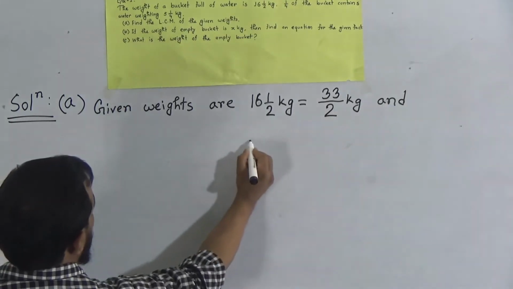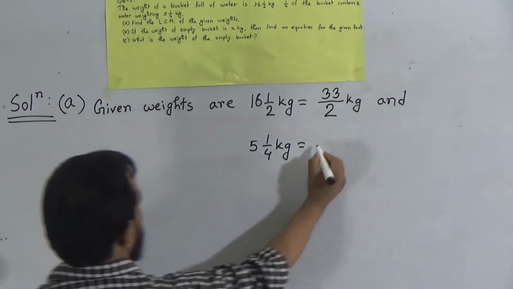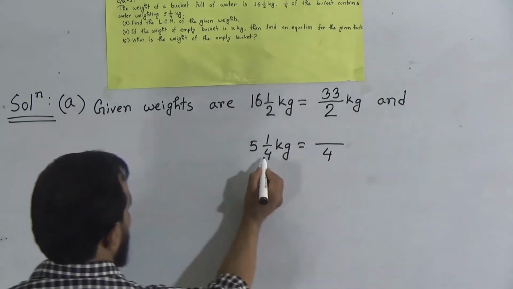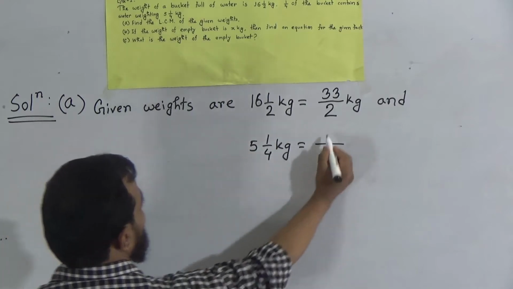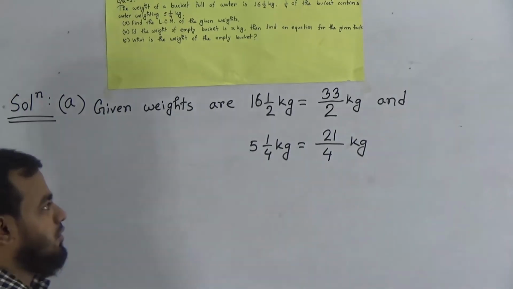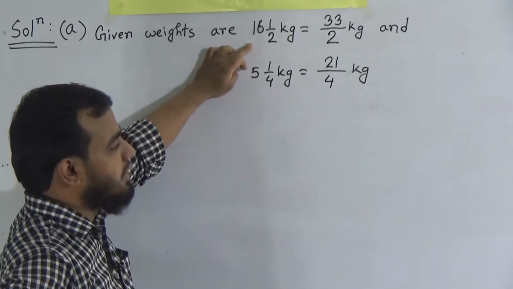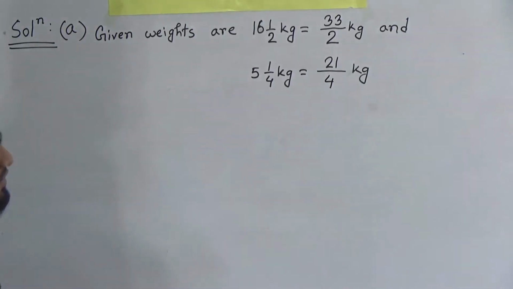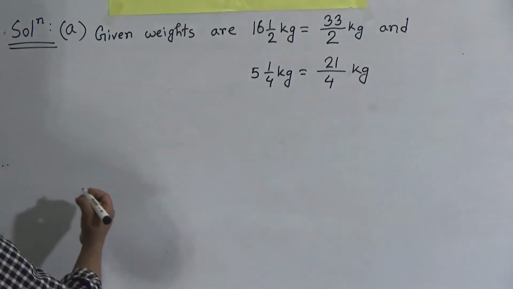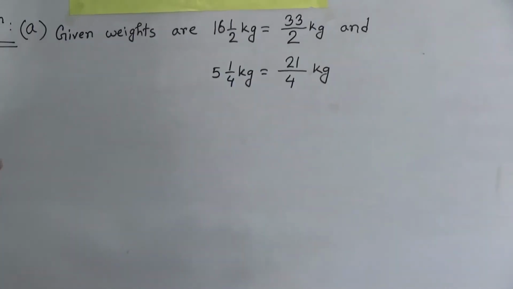Another weight is 5 1/4 kg, and we write this with 4 as the denominator. Then 4 multiplied by 5 is 20, 20 plus 1 equals 21. This is our second weight, okay. We need to convert these mixed fractions into improper fractions to calculate the LCM and HCF. We have to calculate the LCM of these two given weights. To calculate the LCM of the fractions, we know that we have to calculate the LCM of the numerators and the HCF of the denominators.